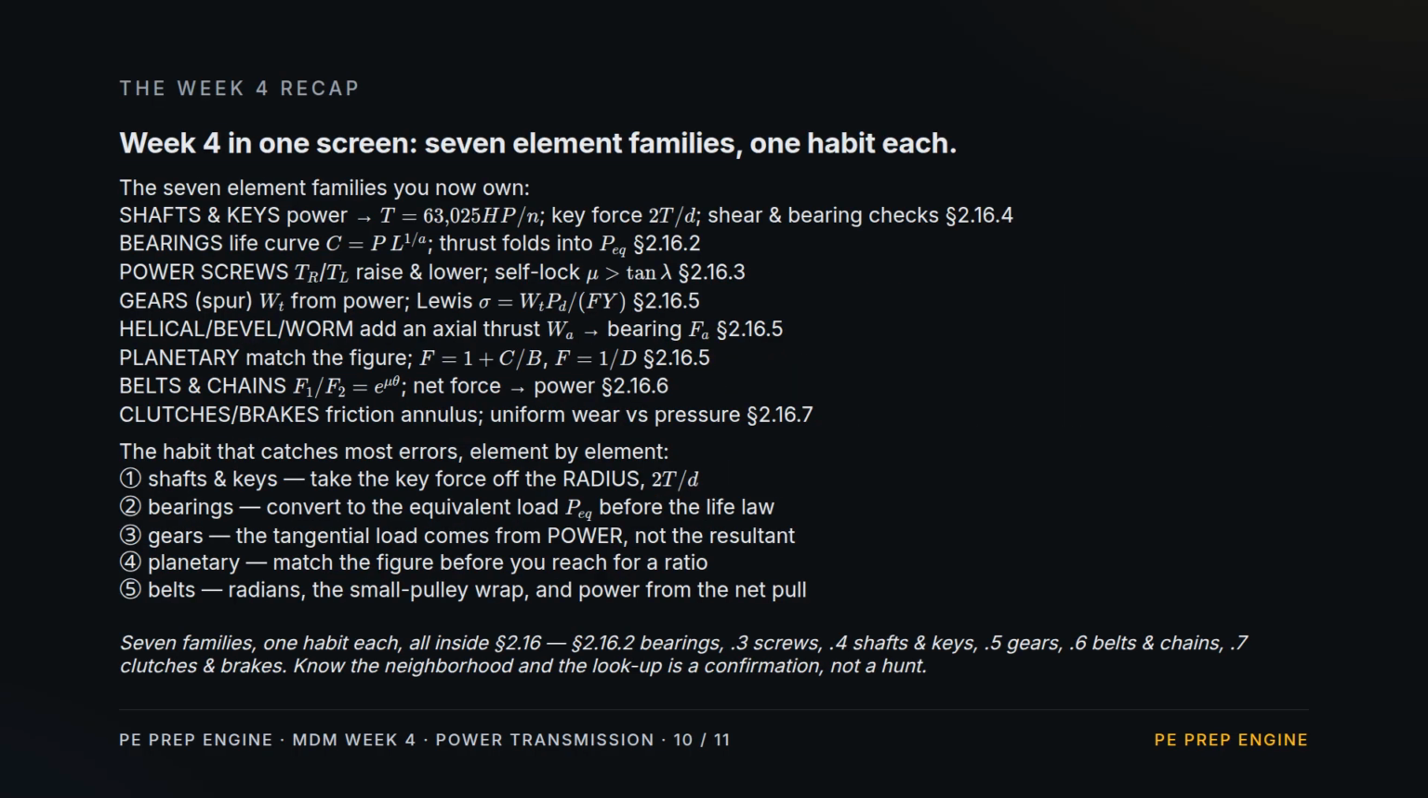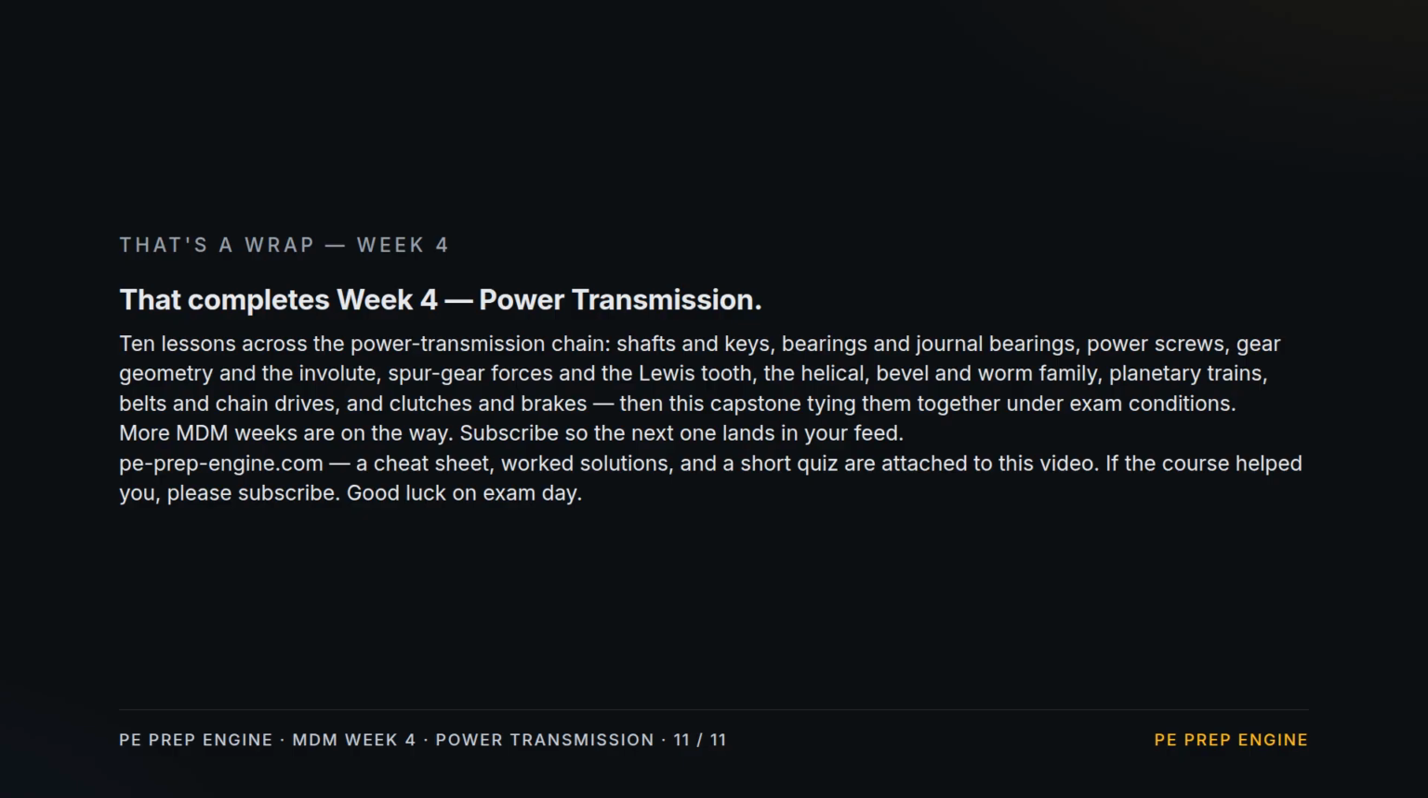The Week 4 recap on one screen. 7 element families, shafts and keys sized by stress, bearings by a life curve, power screws trading torque for thrust, the gear family carrying load from power, planetary trains matched to a figure, belts and chains on friction and tables, and clutches and brakes on a friction annulus. And the habit that catches most mistakes in each. Key force off the radius, convert to the equivalent bearing load, tangential load from power, match the planetary figure, and RADIANS with the net pull for belts. You can size every one of them. You're ready. That's a wrap on Week 4, Power Transmission.